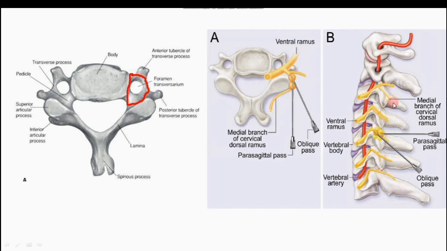and this is the medial branch of cervical dorsal. This is the dorsal rami. This is the dorsal ramus, and this is the ventral ramus. So you can see this ventral ramus, and you can see the dorsal ramus.